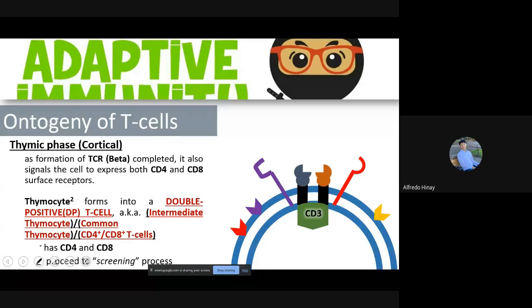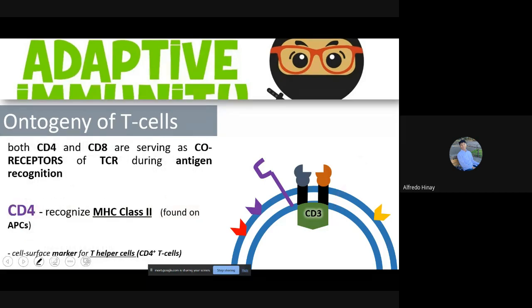Then therefore, nasa CD4 ug nasa CD8. Pag nasa CD4 ug nasa CD8, class, diri na mag-start ang screening process. Okay? So nag-third year na sa class, na nato kung ready na ba siya mag-internship. So ang mahitabo sa nimo, class, positive nimo na double positive nimo na T cell, your lymphocytes will introduce your self-antigens already with this one.